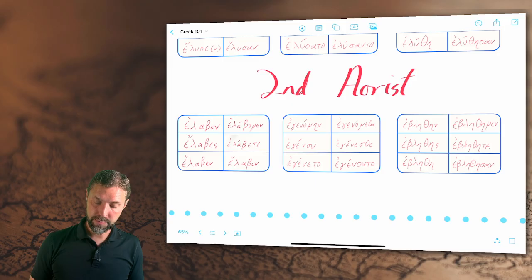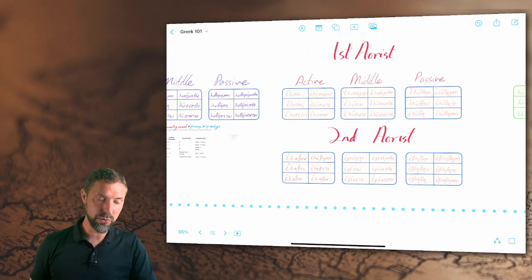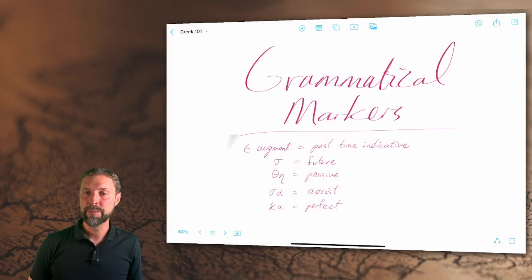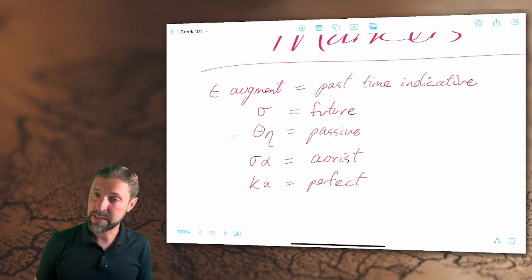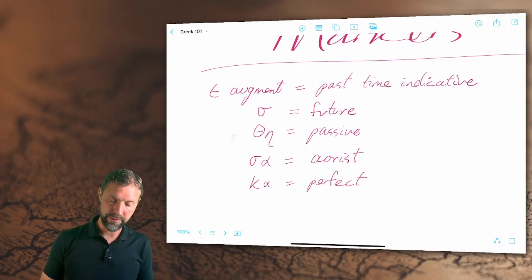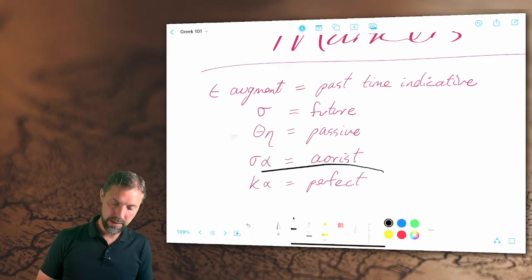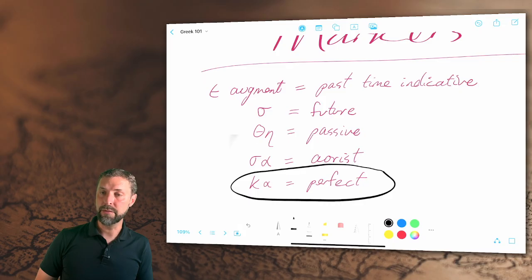Okay, moving to the perfect, the first thing I would like to do is just recover something that I talked about as a set of morphological markers or grammatical markers. And the grammatical markers were there to remind us of how to recognize different verbs as they come about. And so we saw the epsilon augment as a sign of the past time indicative. We saw the sigma as a future, theta, eta as the sign of a passive, sigma alpha as an aorist. And this is our last set now. The last grammatical marker I want you to know is the kappa alpha, which is the sign of the perfect.